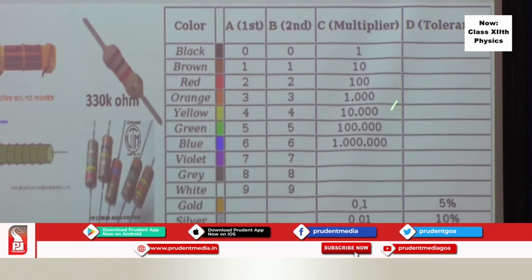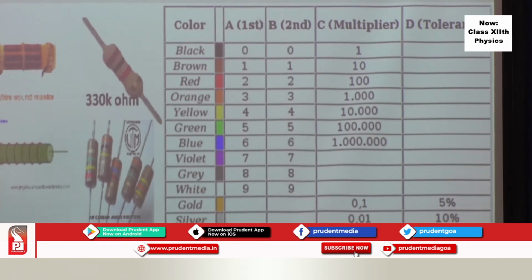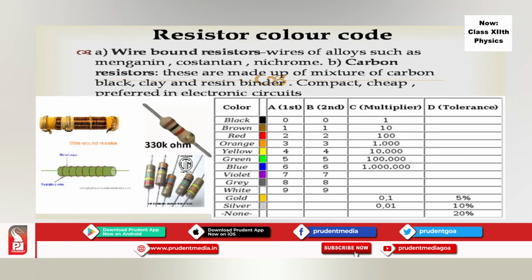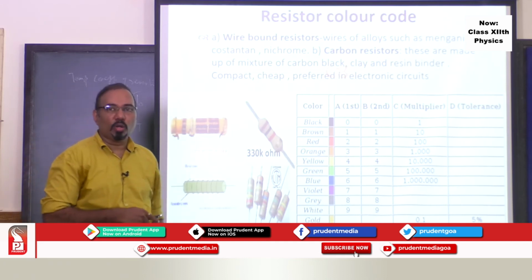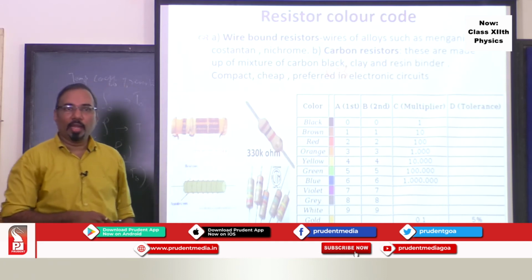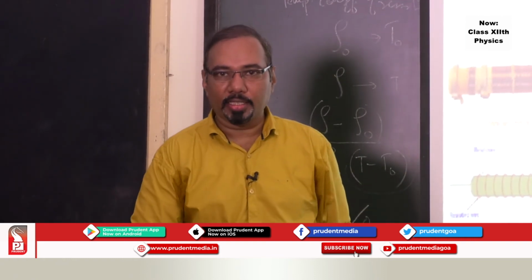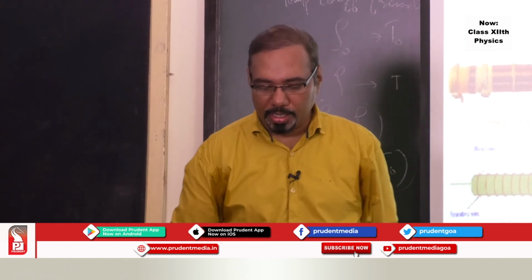Then in that case we take a tolerance. Tolerance helps you find the range of the resistance of the resistor. If the fourth color is gold, the tolerance is about 5%, silver it is 10%, and no color means 20%. Now just looking at this won't help. We'll actually find the value of the resistor by doing some calculation. So let's do some calculation.